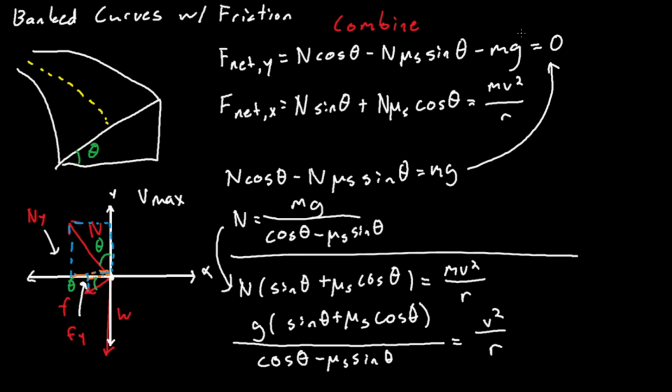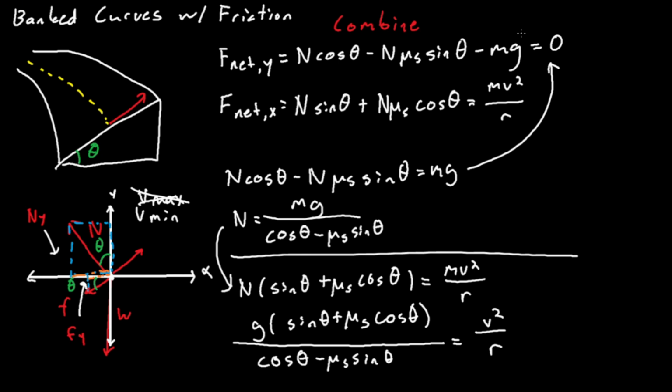But how about for the case where the friction is going in the other direction? So for v min, what if the friction was acting in this direction? So you're driving too slow. The friction of your wheels has to keep you up on the road, because if you drive too slow, you're going to spiral off the left side of the road instead.